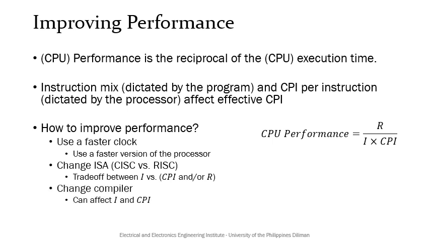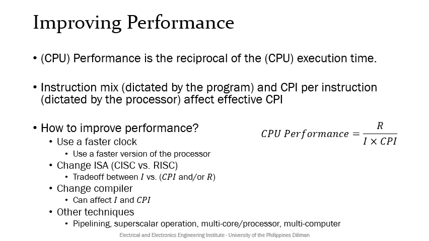We can also consider changing the compiler. A different compiler can result in a different assembly program. Thus, the number of instructions may change. The compiling can also result in a different instruction mix and influence the average CPI.